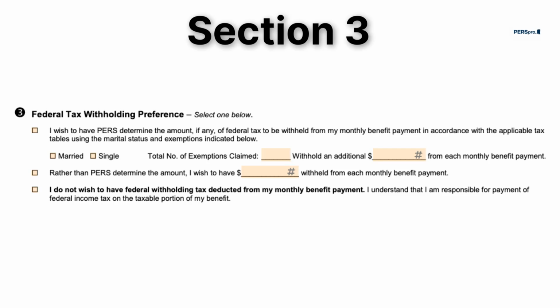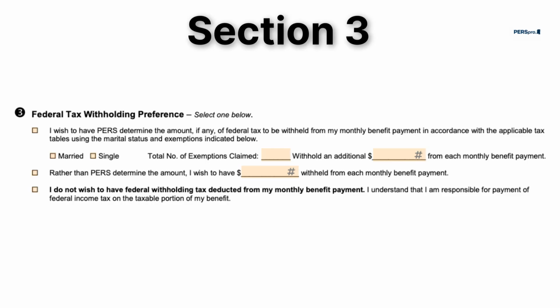If you opt for this, it's vital to understand how your choices impact your take-home pay. Selecting a married status will result in less money being withheld from your monthly benefit, and claiming a higher number of exemptions will result in less money being withheld from your monthly benefit. Conversely, selecting single status will result in more money being withheld from your monthly benefit, and claiming a lower number of exemptions will also result in more money being withheld from your monthly benefit.